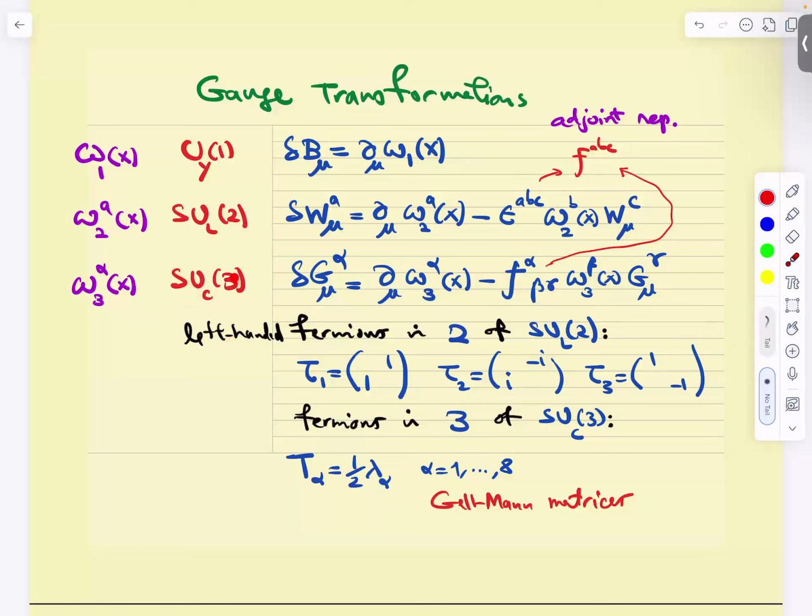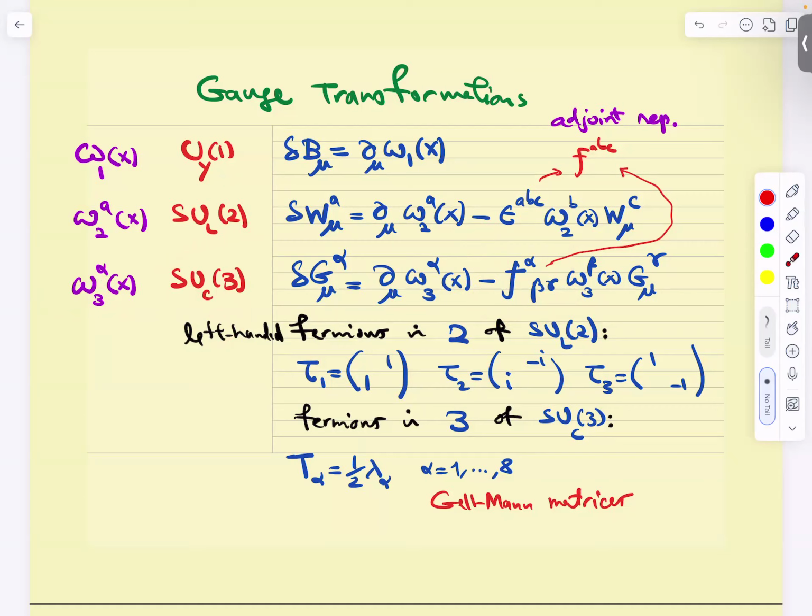SU(3) color is a similar thing, you're going to have the structure constants, and this is omega 3 alpha. It's helpful, just don't get things confused with generations. Here also it runs 1, 2, 3, it has nothing to do with that, right? But it's helpful to have a compact notation.